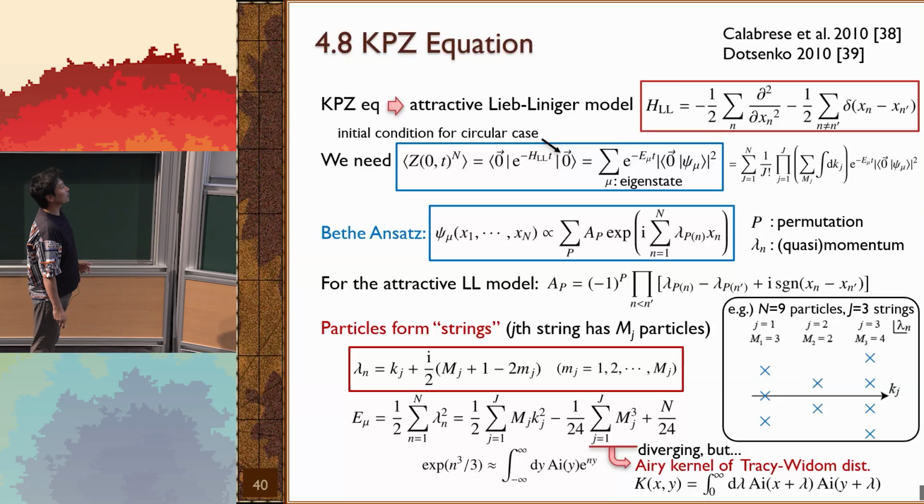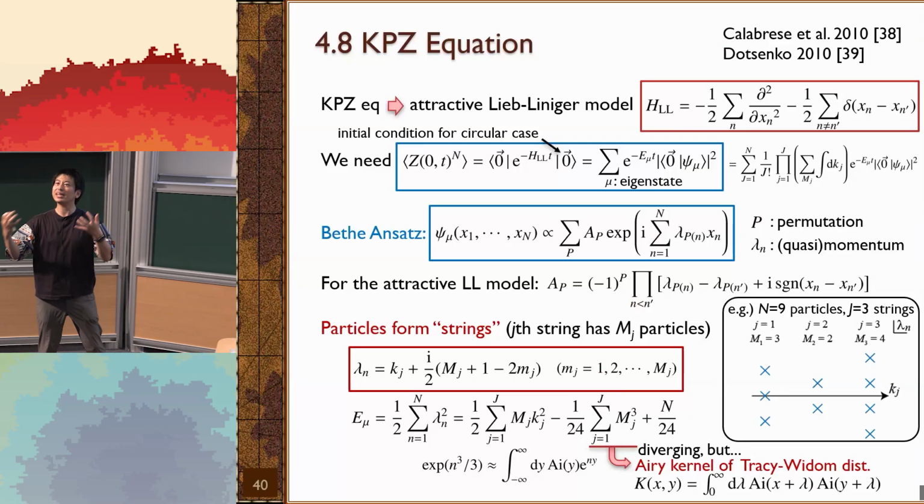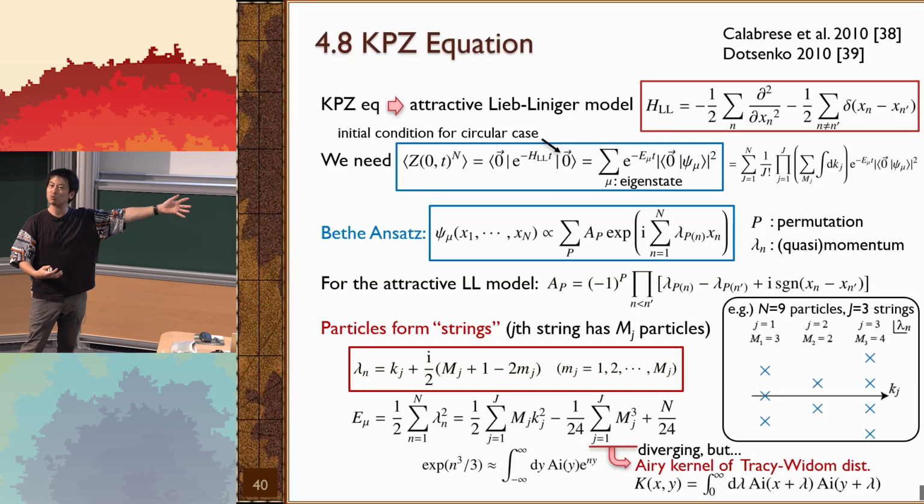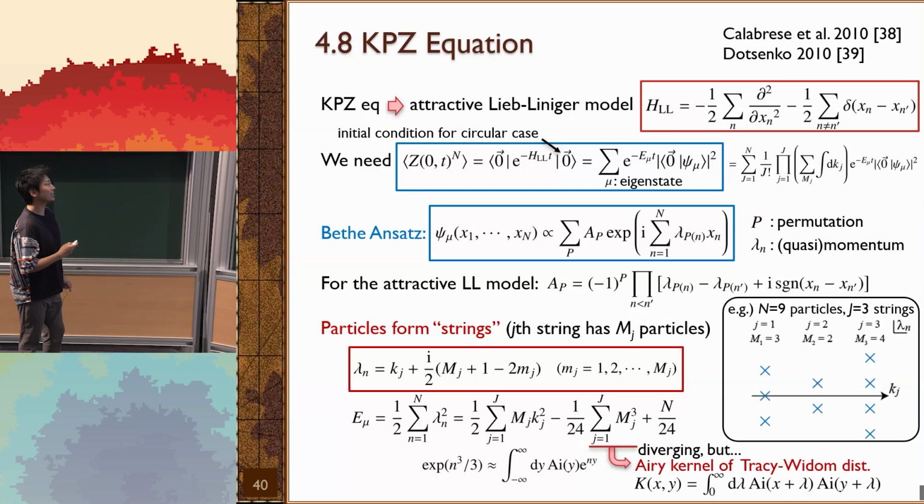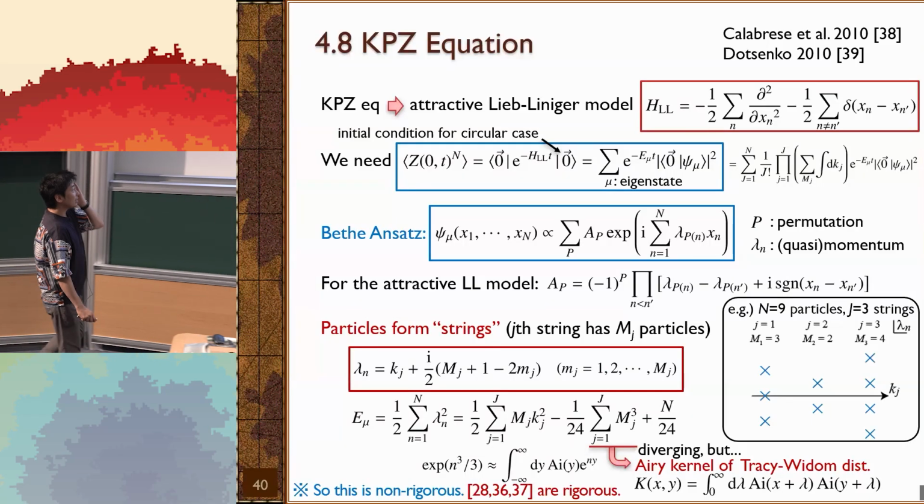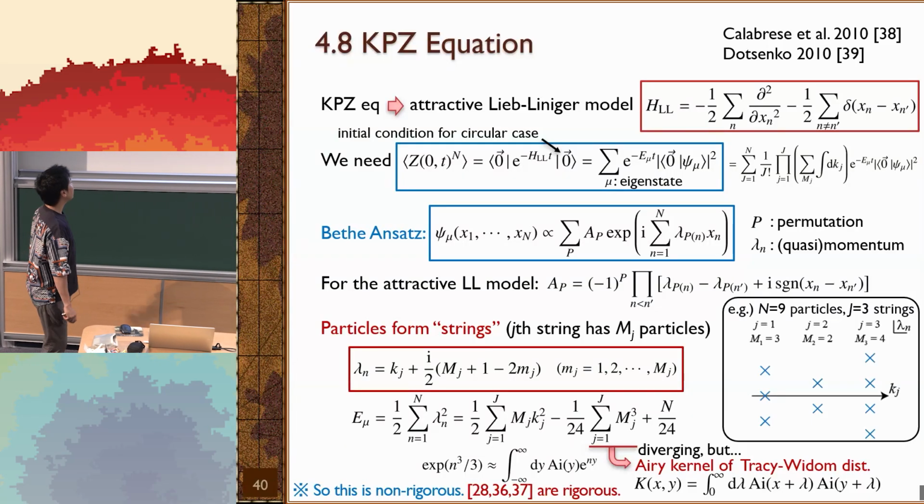So what people did is that, using this relationship to the Lieb-Liniger model, these people showed that indeed the GUE Tracy-Widom distribution can be obtained for the KPZ equation with the wedge initial condition. So this is the characteristic distribution for the circular subclass. So that's the story about the circular case KPZ equation.